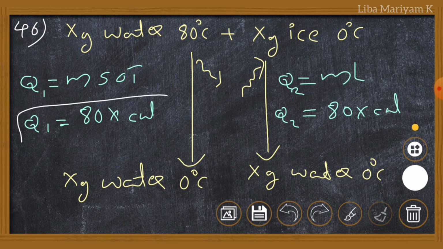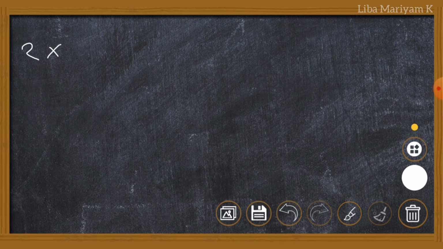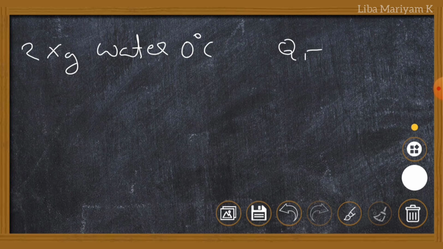Here, this releasing energy is completely used for the fusion. So, there is no excess amount of energy. Finally, x gram water at 0 degree Celsius will be there from the hot water, and x gram water at 0 degree Celsius from the ice. Therefore, total 2x gram water at 0 degree Celsius will be there and excess amount of energy Q1 minus Q2 equal to 0. Since there is no remaining energy, there will be no further change in temperature. Therefore, final temperature is 0 degree Celsius.